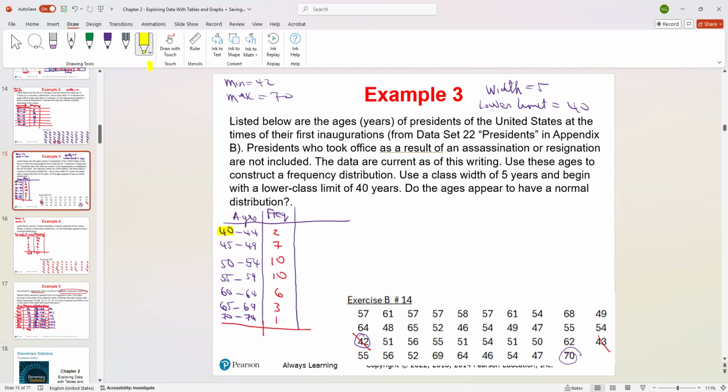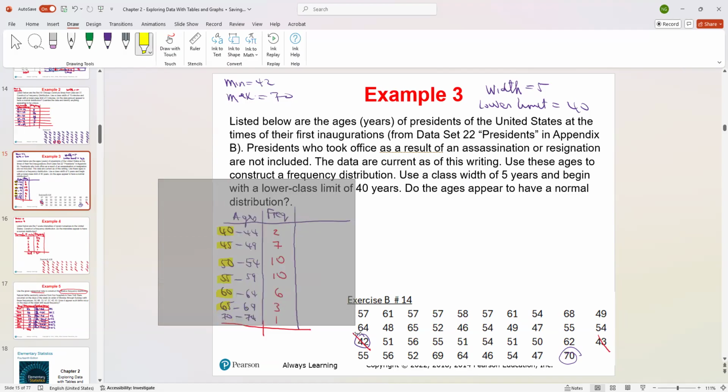That means you see 40 plus 5 is 45, plus 5 is 50, plus 5 is 55, plus 5 is 60, plus 5, etc. And they said also for this particular one, start with a lower class limit of 40. So that's why you see we started with 40 instead of 0. The other one, the smallest number was 4. So starting with 0, we could start with 4. We could start with 1, 2, 3, 4, but we couldn't start with 5. Otherwise, 4, which is the smallest number in the data set, wouldn't fit in any class.